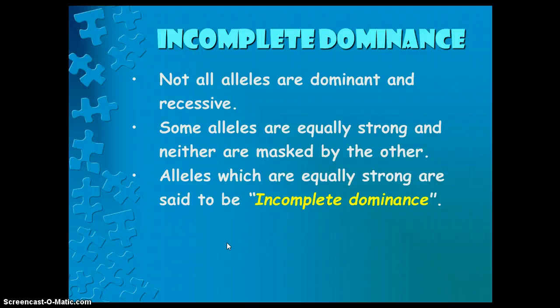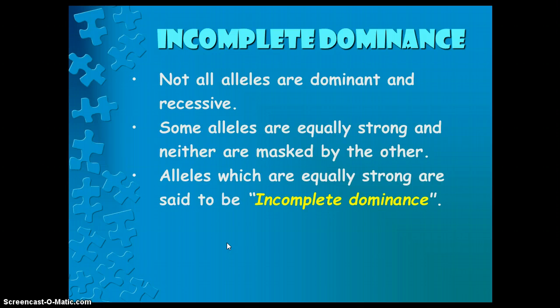Okay, now we're going to talk about a different pattern of inheritance. Before, we talked about complete dominance, and that's probably the easiest. Complete dominance is when we have two alleles, one recessive and one dominant. Well, sometimes that's not always the case, such as in incomplete dominance.